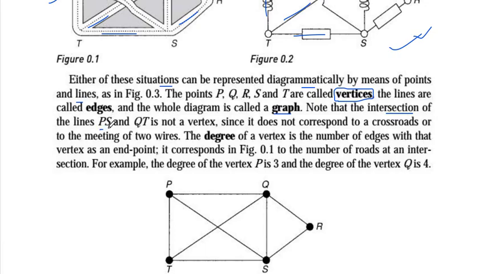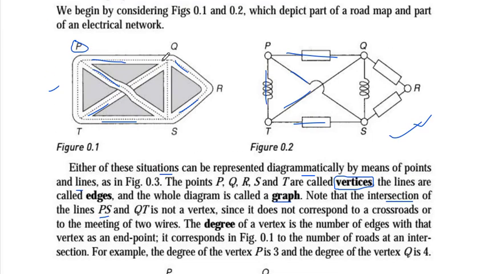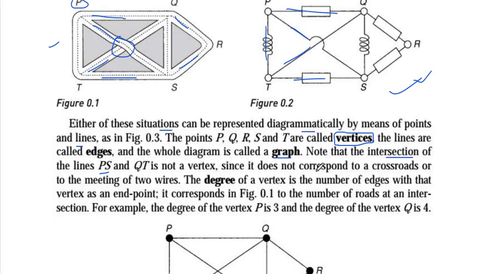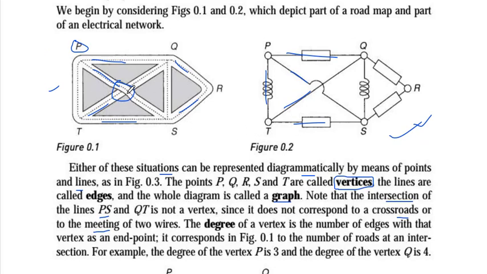Now the intersection of PS and QT is not a vertex. Why? Because you can see that they are not interconnected. It does not correspond to the crossroad or meeting of the two wires. So this meeting point is not called a vertex. Vertices are only 5: P, Q, R, S, and T.